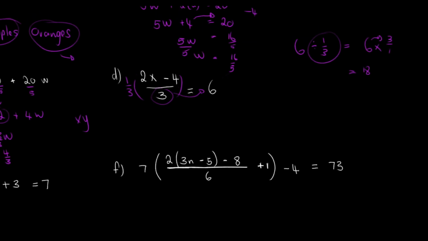So I'm going to cross multiply. This gives me 2x minus 4 is equal to 18. I'm going to transfer from left to right. It becomes 2x is equal to 22. And when I divide by 2, I get x is equal to 11.